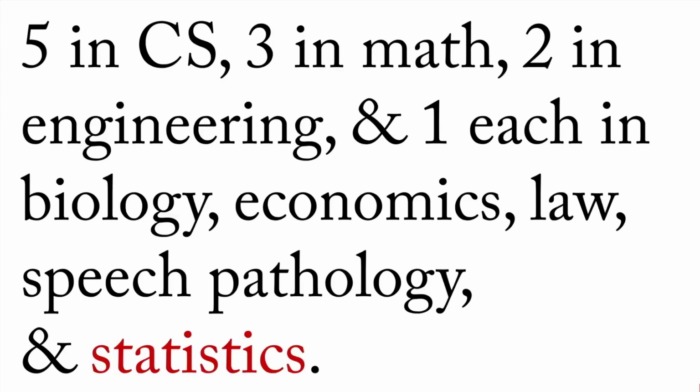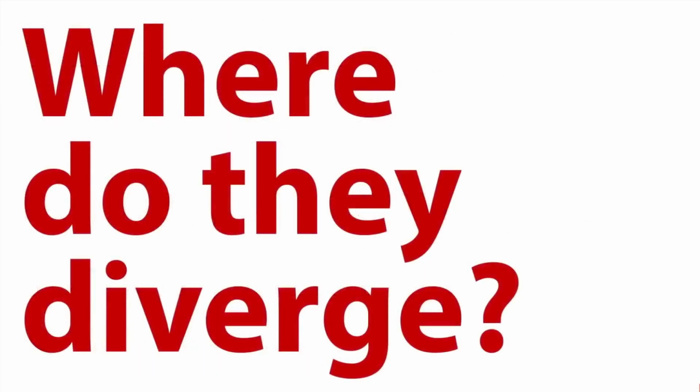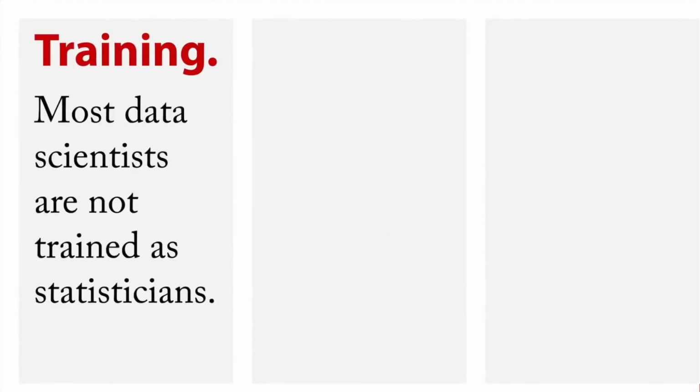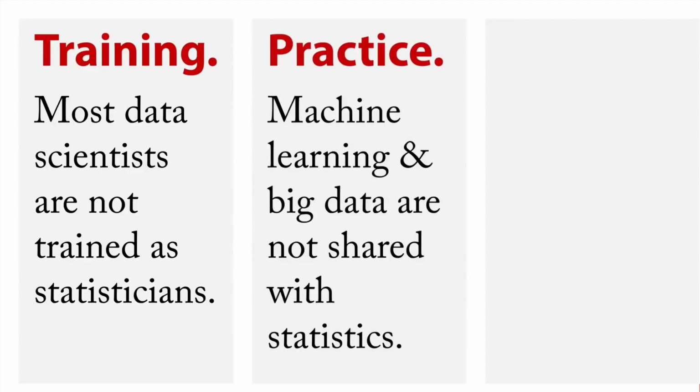So that gets us to the next question. Where do these two fields, statistics and data science, diverge? Because they seem like they should have a lot in common, but they don't have a lot in training. And specifically, we can look at the training. Most data scientists are not trained formally as statisticians. Also, in practice, things like machine learning and big data, which are central to data science, are not shared generally with most of statistics. And so they have separate domains there. And then there's the really important issue of context.